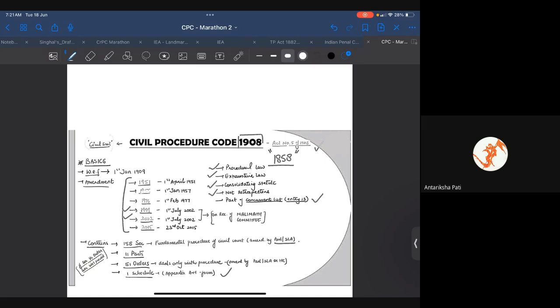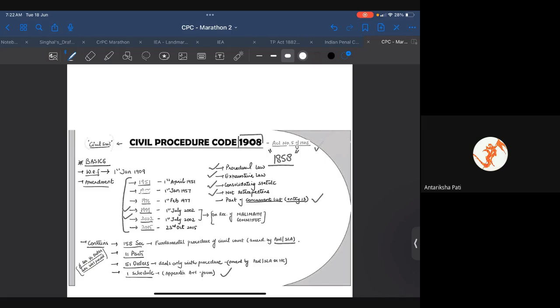For the first time, in 1858 it was thought of. Then finally in 1908 the CPC as we know it came, with effect from 1st January 1909. Important amendments were done in 1951, 1956, 1976, 1999 and 2002. Then in 2015, for the last time, the Commercial Courts amendment was done.